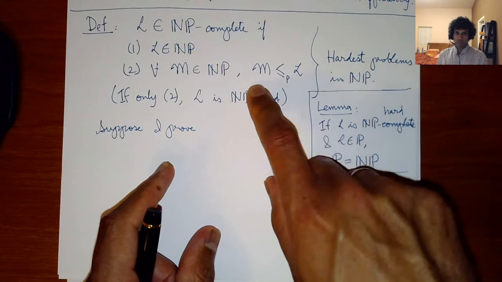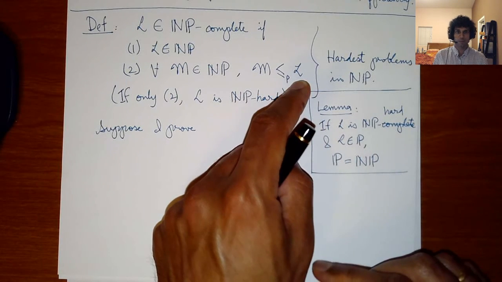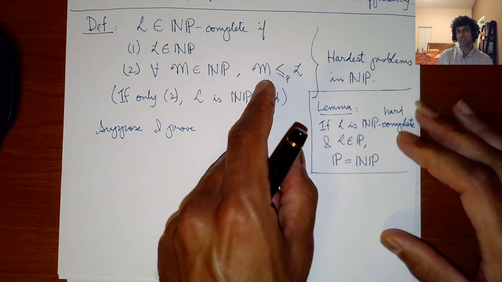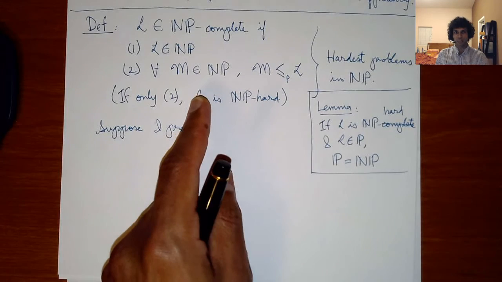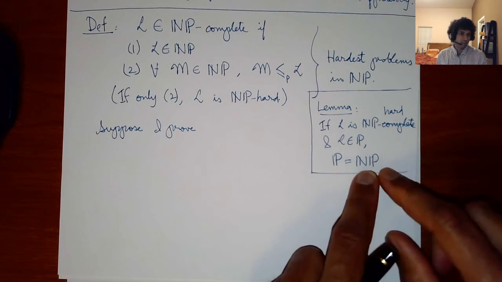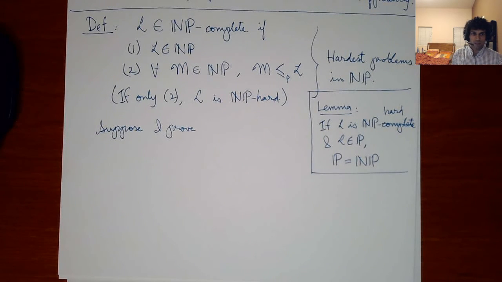Every language can be reduced to L. There is a polynomial time algorithm to decide L. By chaining, by what we discussed earlier, there is a polynomial time algorithm to decide M for every M in NP. So every M in NP is actually in P. But that would imply P is equal to NP, because NP is a superset of P.